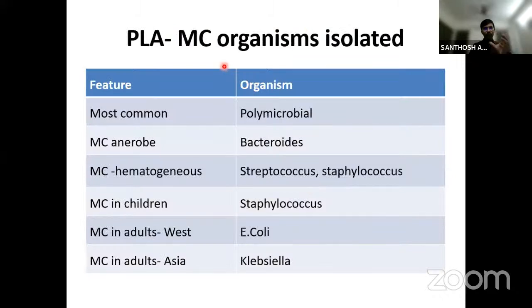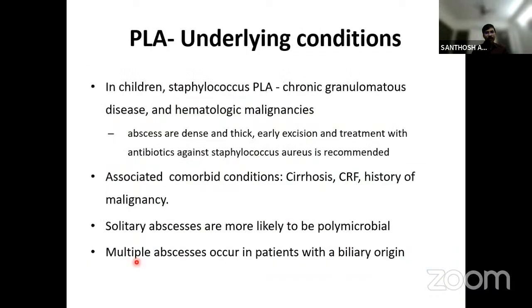So coming on to the short discussion regarding the pyogenic liver abscess, the most common feature is polymicrobial. Most common anaerobe causing is Bacteroides. If it is hematogenous spread, see, pyogenic liver abscess can occur through blood spread. It can be from portal vein, it can be from hepatic artery, it can be from bile duct, or it can directly spread from adjacent organs like colon. So most common hematogenous spread through arteries is due to streptococcus or staphylococcus. Most common in children is caused by staphylococcus, particularly in chronic granulomatous disorder patients in whom the immunity is less. In West, it is caused by E. coli. In East, it is caused by Klebsiella. So hematologic malignancies and chronic granulomatous diseases, staphylococcus causes.